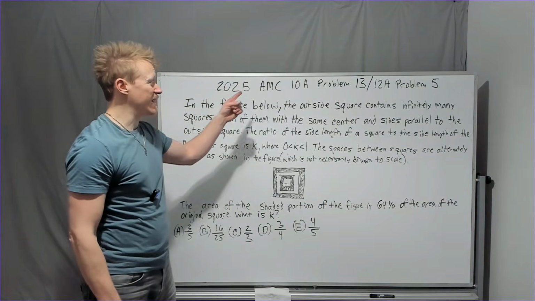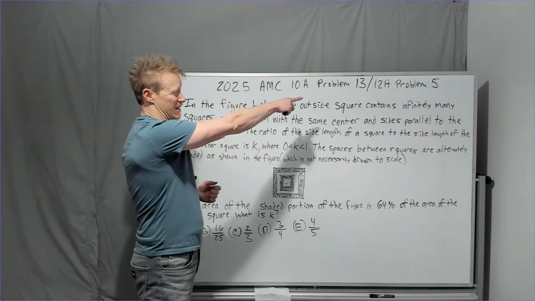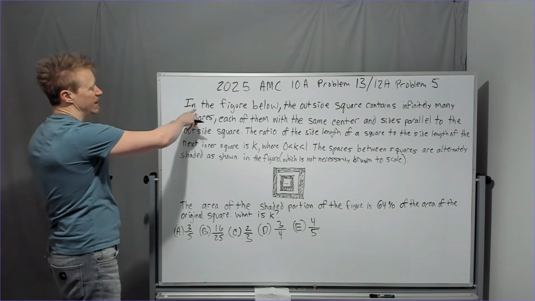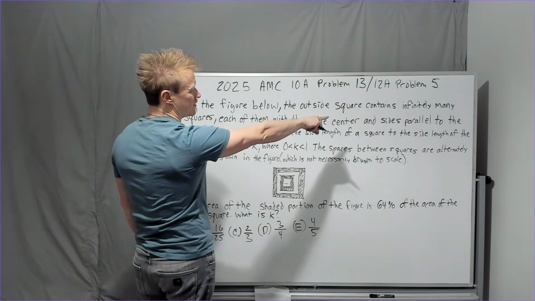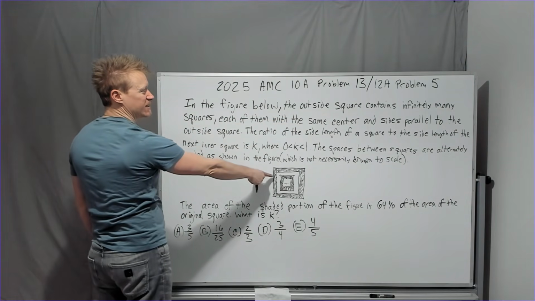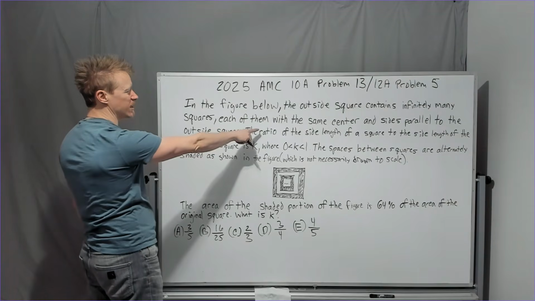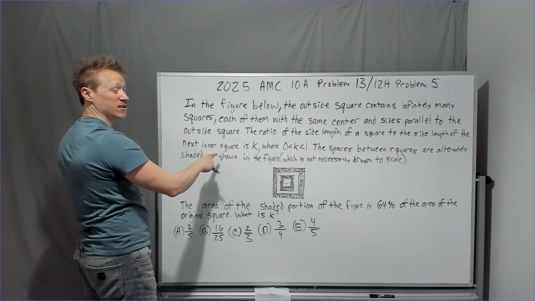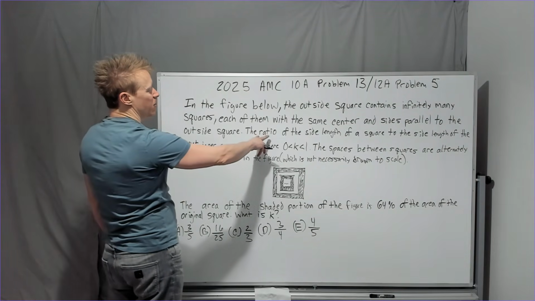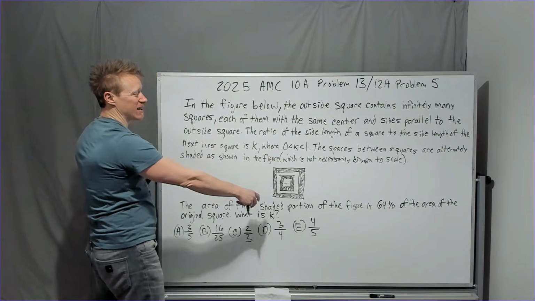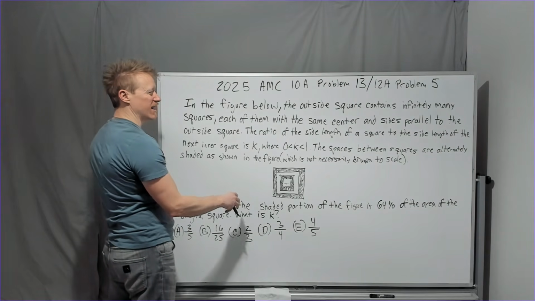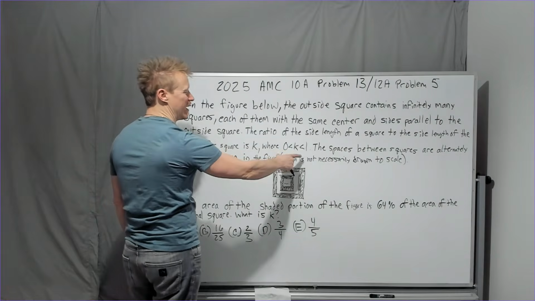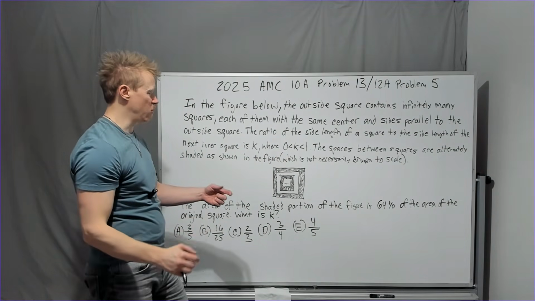Continuing with 10A problem 13, the last problem of 12A's rapid fire set for 1 through 5. In the figure below, the outside square contains infinitely many squares, each of them with the same center and sides parallel to the outside square. The ratio of the side length of a square to the side length of the next inner square is k, where k is a number between 0 and 1.